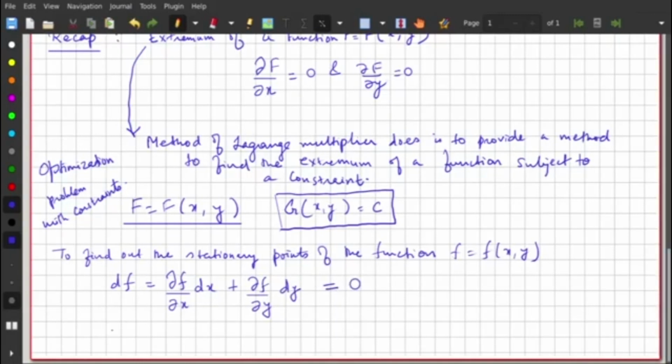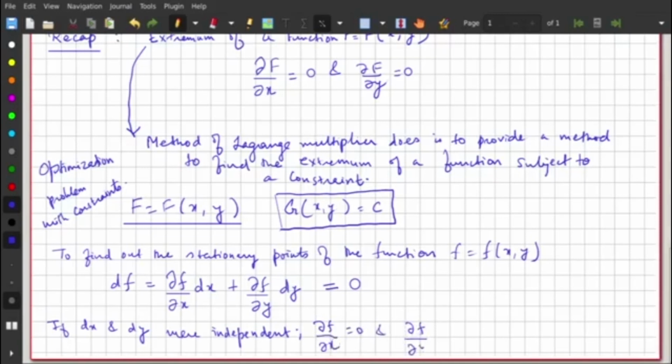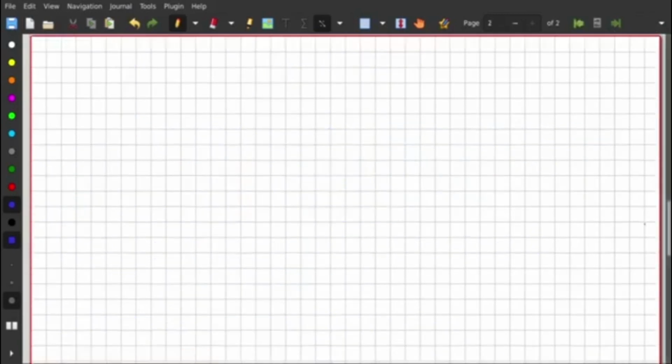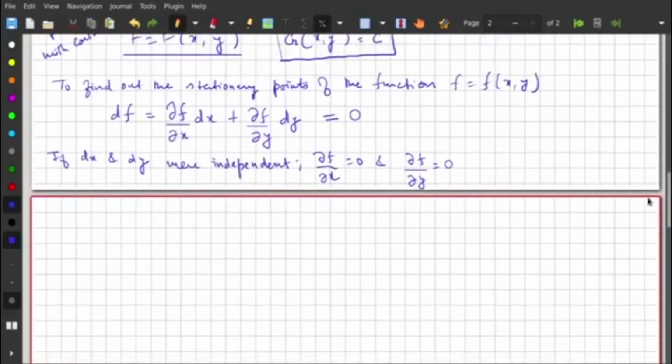So if dx and dy were independent, then for this to be satisfied, partial f partial x has to go to 0 and partial f partial y has to go to 0 individually. So from basic calculus we understand that the first partial derivative should go to 0.